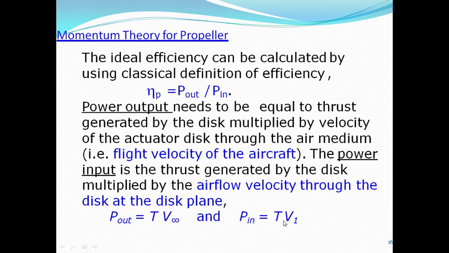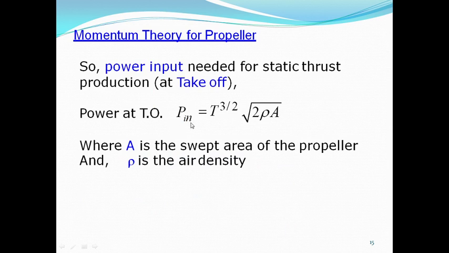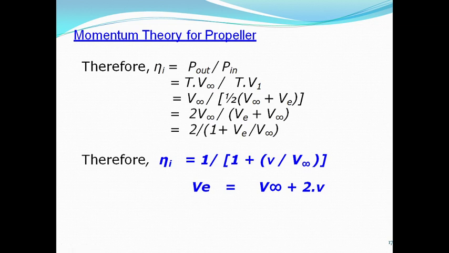And the power input is basically the velocity you are inducing to the impeller or the propeller. So this is the input for you, power in. This is how much power we are giving. By substituting those things here, the propeller efficiency, which is the ideal efficiency, is output by input. If you do these small calculations, you will end up with something like 2 divided by 1 plus VE by V infinite. We discussed this even in the first chapter, the propulsor efficiency, 2 by 1 plus VE by V infinite.